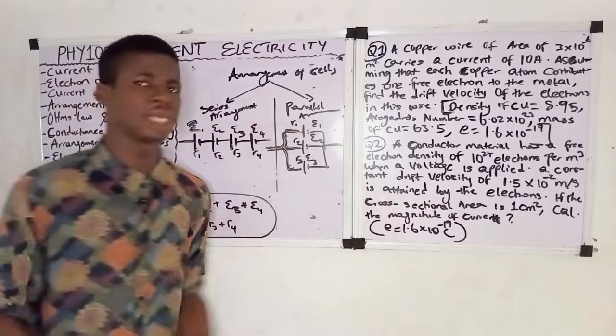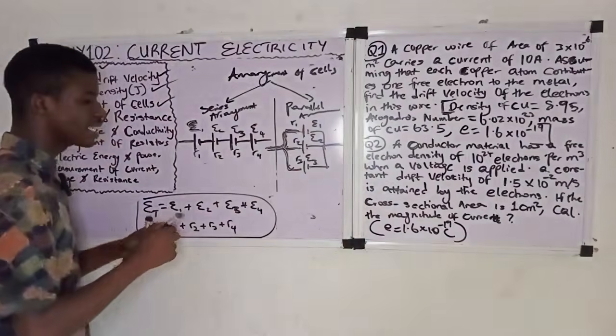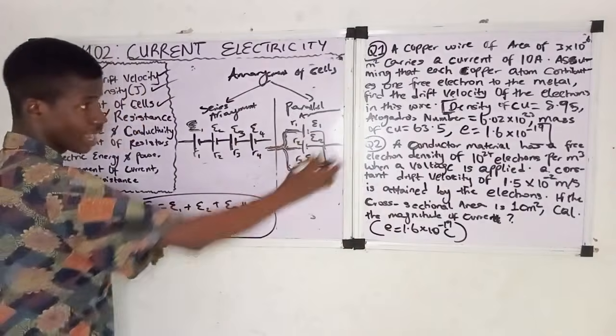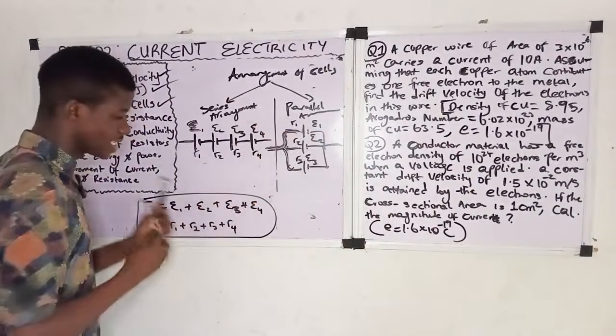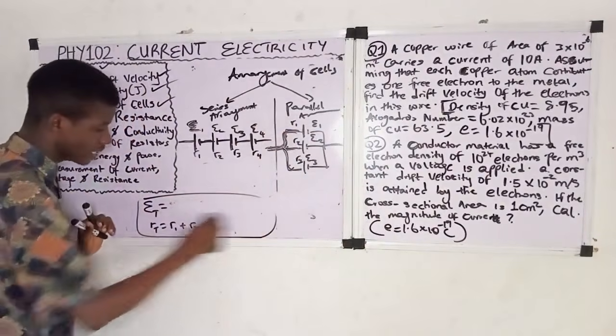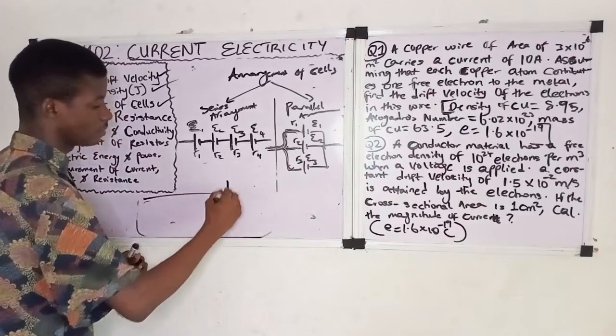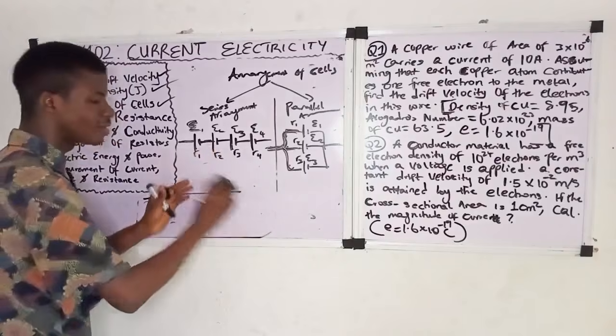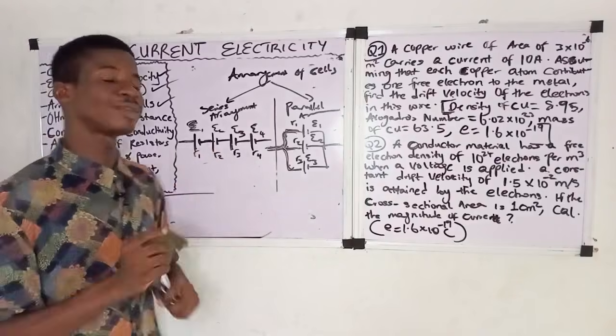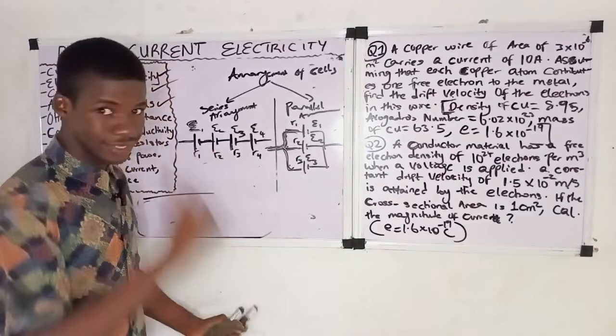Now about parallel, it will be the opposite. Okay, for cells that are connected in parallel, I've told you guys how you know parallel, right? Yes. Now for cells that are connected in parallel, the total EMF will now be something like this. Okay, now I want to tell you guys something. Now for cells that are connected in parallel, this is very important.